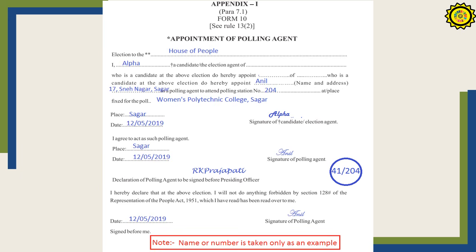This letter shall be produced by the polling agent before the presiding officer. The polling agent will sign on the declaration before the presiding officer. The signature of the candidate or his or her election agent is a must.